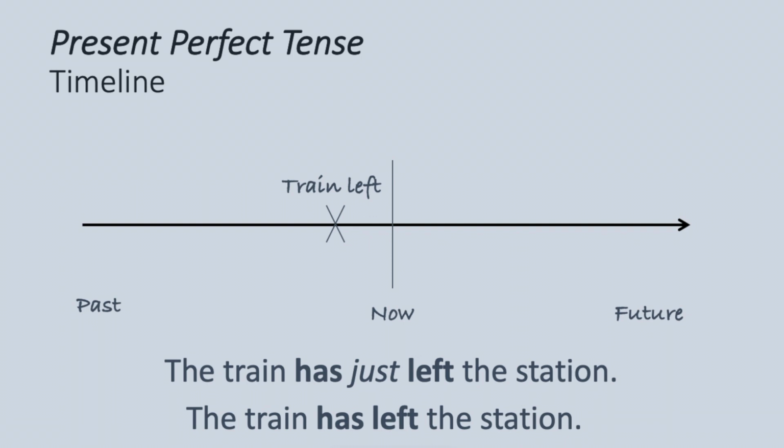This slightly changes the meaning. Now the train might have left 30 minutes ago or an hour ago. It doesn't really matter when the train left in this case. If you're wondering why we don't just say the train left the station, hang on, I will get to that. The simple past is very close in meaning to the present perfect. First, let's look at other ways we use the present perfect.